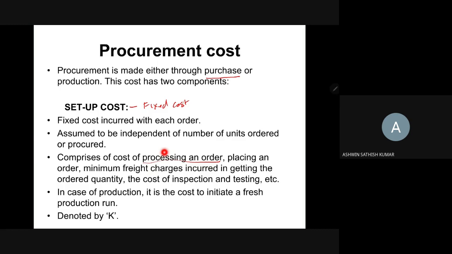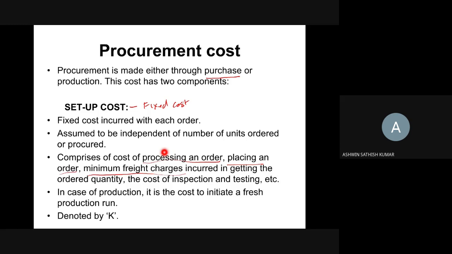Placing an order, for example, the phone call cost: when you have to call someone, how much money you have to invest. Minimum freight charges: whether you procure one item, 10 items or 100 items, minimal freight charges you have to bear. So these types of charges are independent of the order quantity.